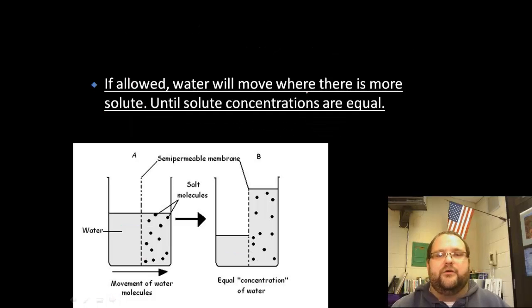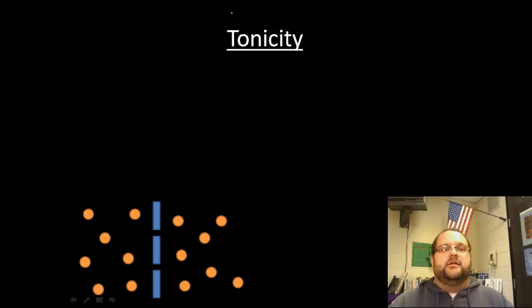Okay? If allowed, water will move where there is more solute. So water is always going to go where there is more stuff. Water moves towards salt, until the water or solute concentrations are equal. Okay, so we give these some terms, and we call them tonicity. And tonicity describes a solution. It describes sort of the osmotic level of that solution. And so there's actually three types of tonicity.